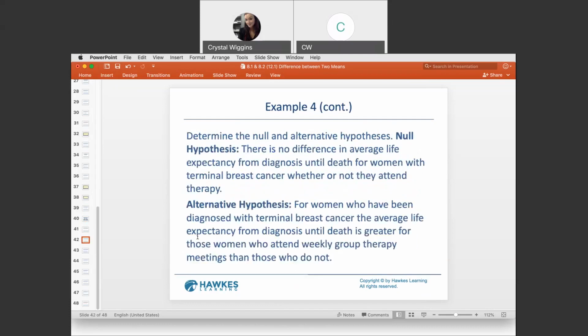So determining the null and the alternative hypotheses, the null would state that there's no difference in the average life expectancy from diagnosis until death for women with terminal breast cancer, whether or not they attend therapy. And the alternative is going to state that women who have been diagnosed with terminal breast cancer will live longer than those who do not attend therapy. So notice this is not a two-tailed test. This is a one-sided test, as we specifically are talking about one being bigger than the other.